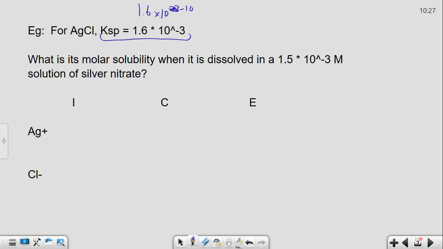So, first of all, before you even look at your ICE chart, with a Ksp of 10 to the negative 10, you know that it's already not very soluble. We want to stay kind of towards the silver chloride side of things. So what is its molar solubility going to be if you dissolve it in a 1.5 times 10 to the negative 3 molar solution of silver nitrate? So this is what I want to do.